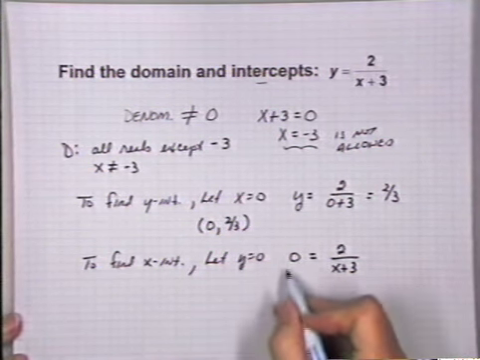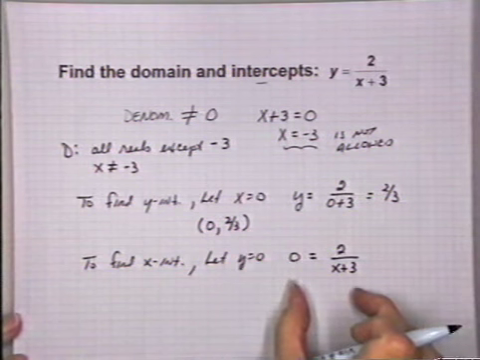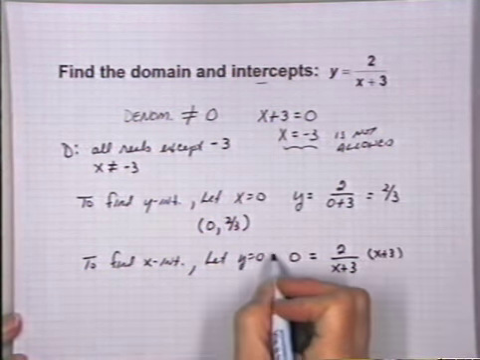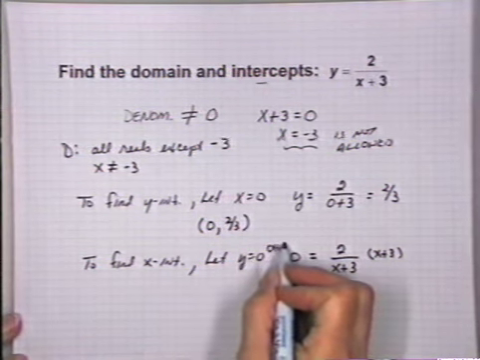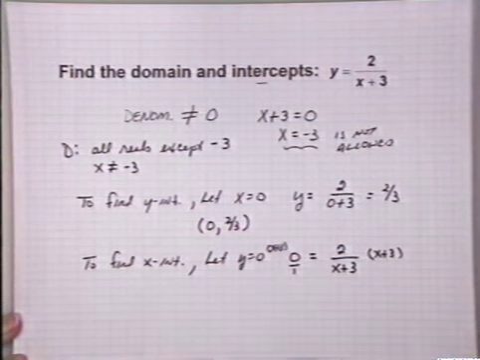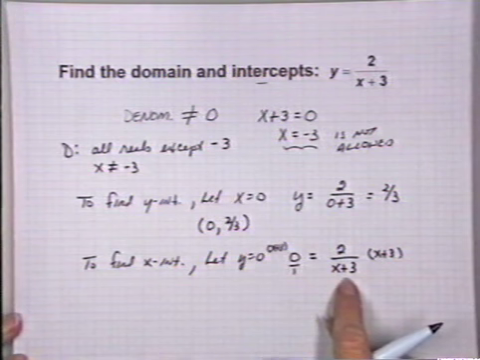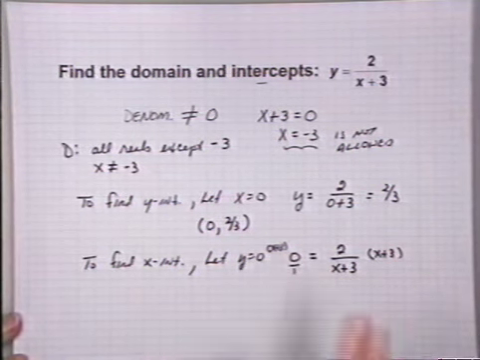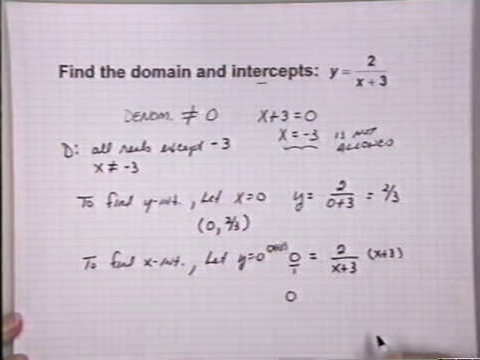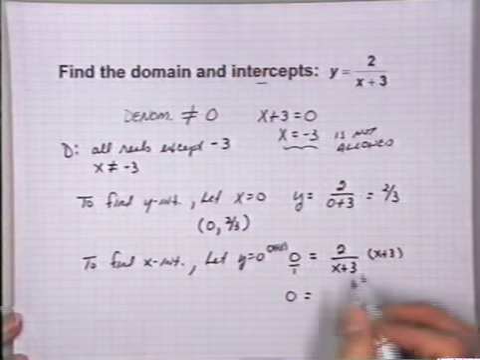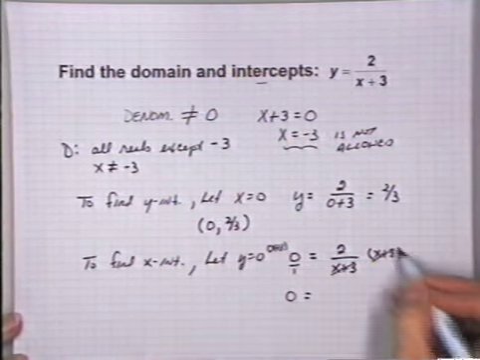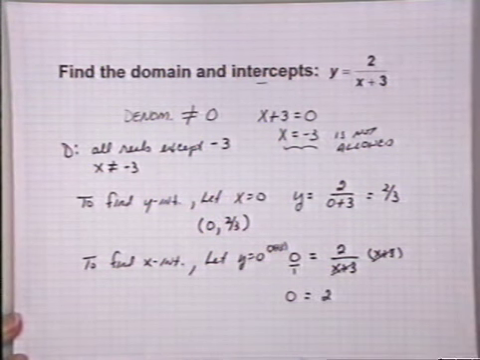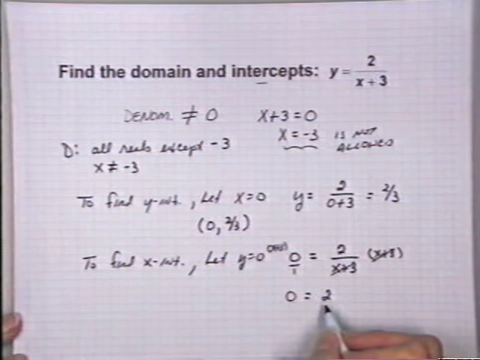Recall that when you have an equation that involves fractions, you can multiply both sides of your equation by the common denominator. Our common denominator, since 0 could be written over 1, is x plus 3. Now, notice on the left, x plus 3 times 0 still gives me 0, doesn't it? And on the right, the x plus 3 is going to cancel out, and all I have left is a 2. Well, of course, we can see 0 does not equal 2, does it?